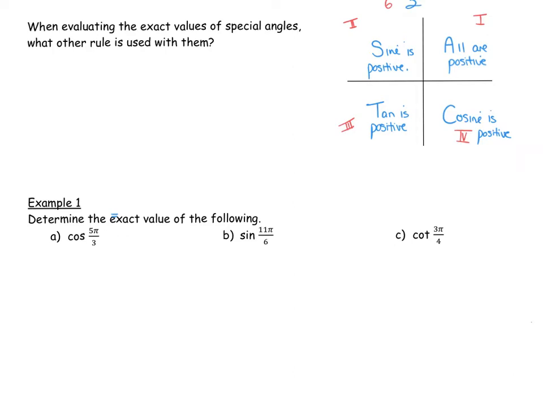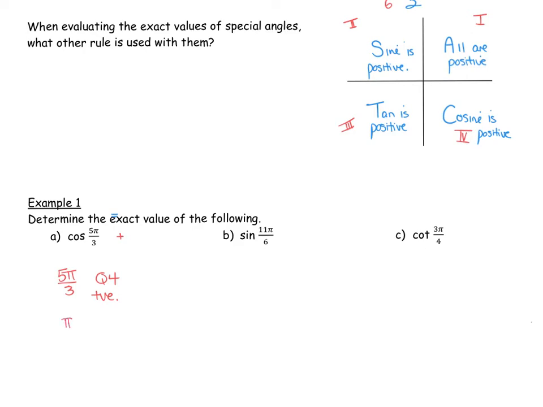Okay, so for this first question, we're trying to determine the exact value of cos of 5 pi over 3. First thinking for me is 5 pi over 3. Where is that? Okay, that's an angle in quadrant 4. So this is sort of my thinking here. So that tells me we're doing cosine of an angle in quadrant 4. So the answer is going to be positive, right? That means our answer is positive. So now we find the related acute angle.